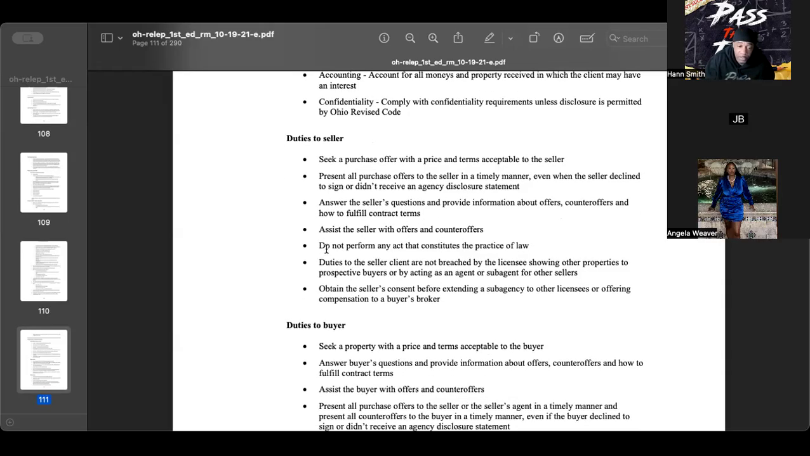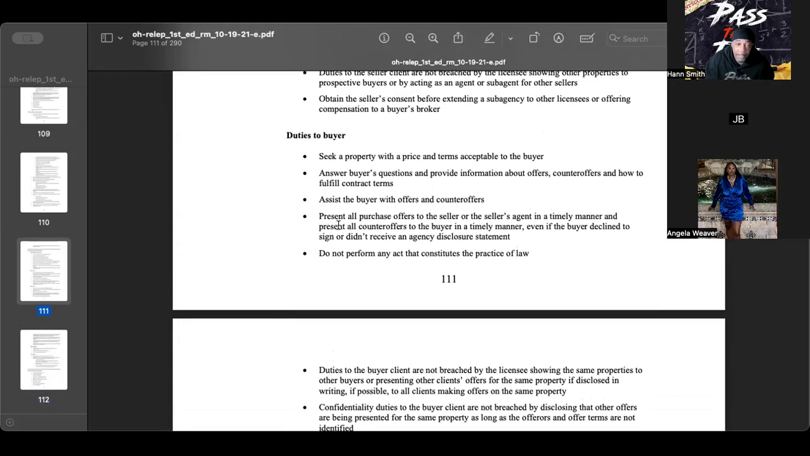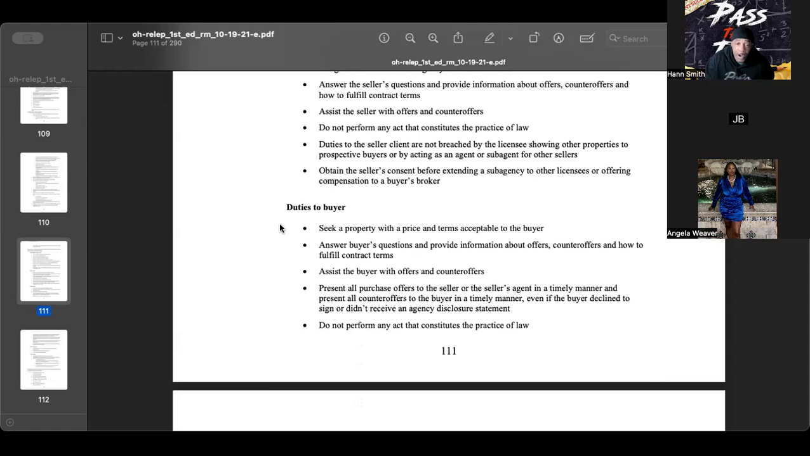All right, and these are some of the duties to buyers right here. There's a bunch of those. It's pretty much the same thing as the seller. Seek a property with a price and acceptable terms to the buyer.